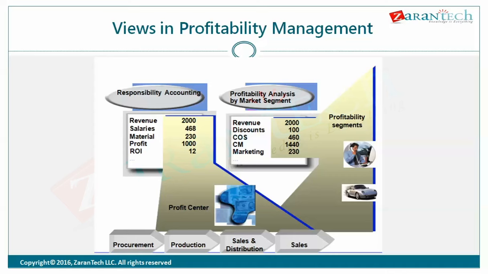And then we have profitability segments. We have revenue, discount, cost of sales, contribution margin, then marketing activities. The profitability segments is another view of profitability management. At the same time, procurement, production, sales and distribution all go on in the organization, and based on the data provided by all these areas, we come up with the views and the reports.